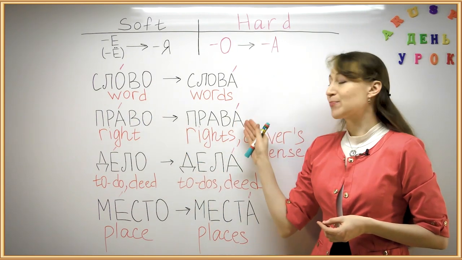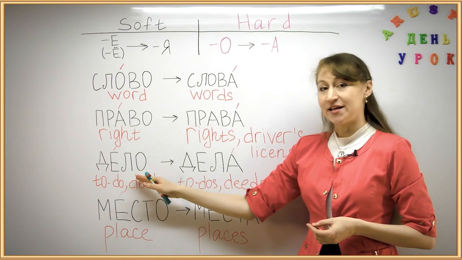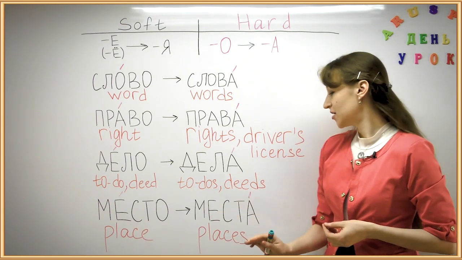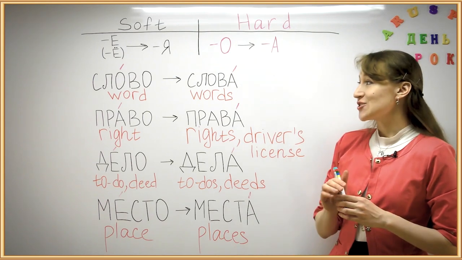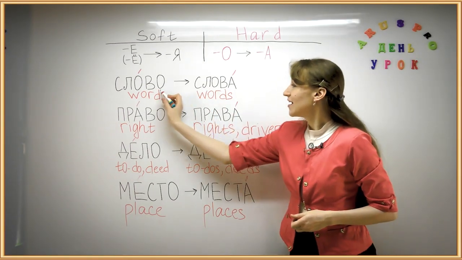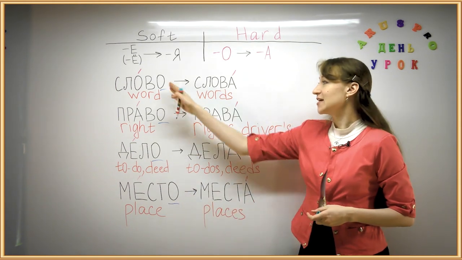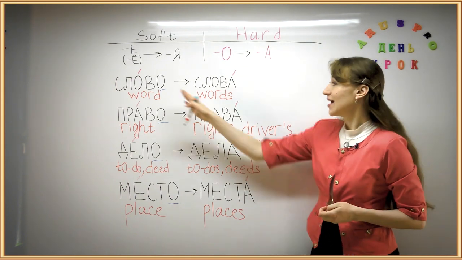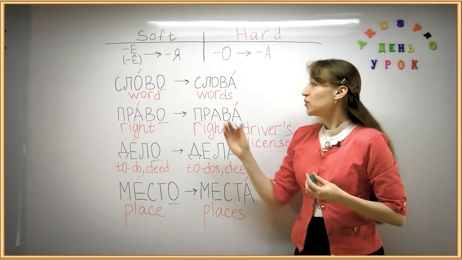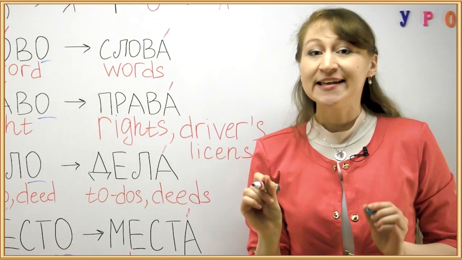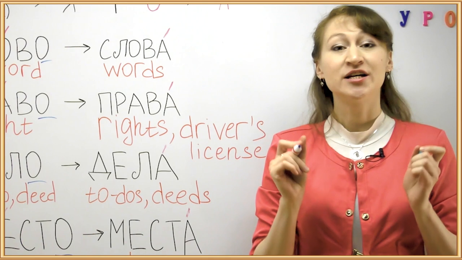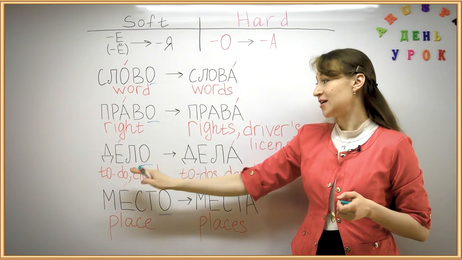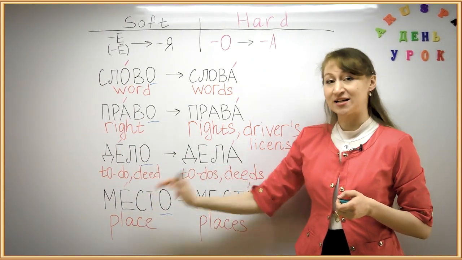Право, права. Дело, дела. Место, места. So, have you noticed something? In all these words, in their singular form, the ending O is unstressed. So, we will pronounce it as a weak A. Remember, as in the word sofa. Слово, право, дело, место.